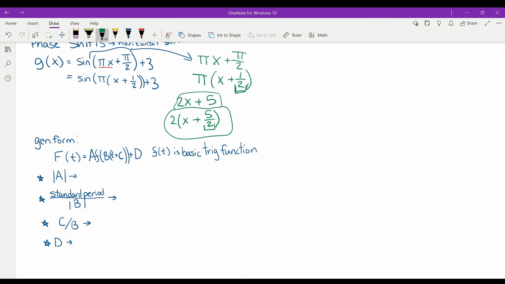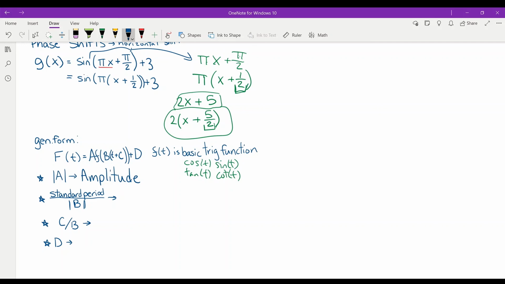So the general form of a trig function is going to be capital F of t equals A times lowercase f of the quantity b times the quantity t plus c, plus d, where f of t is a basic trig function that we talked about earlier, such as cosine t, sine t, tan t, or cotan t. And for all of the values that we described earlier, all the different definitions of different parts of the trigonometric graph, the absolute value of A is your amplitude.